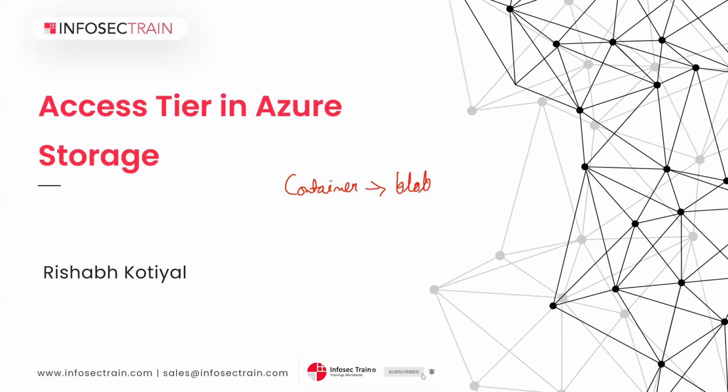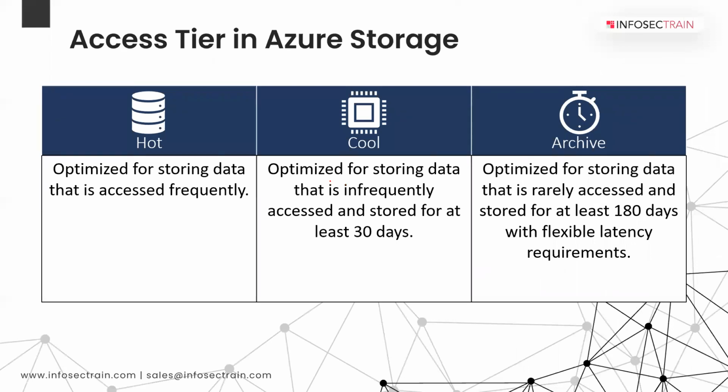So there are three different access tiers when we talk about Azure storage. Two are pretty important, which are hot and cool. Even when you are creating your storage account, it will ask you which tier you want to use, hot or cool. You will see only two options at that point. So what is the hot tier and what is the cool tier? The hot tier is optimized for storing data that is accessed frequently.